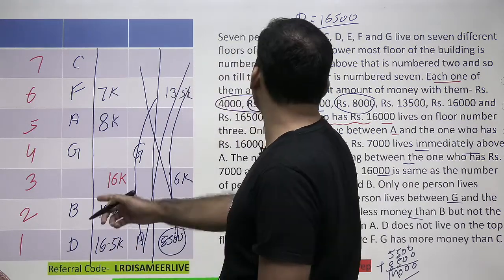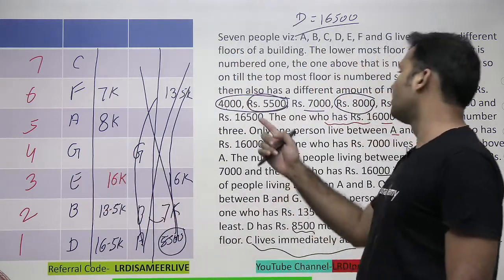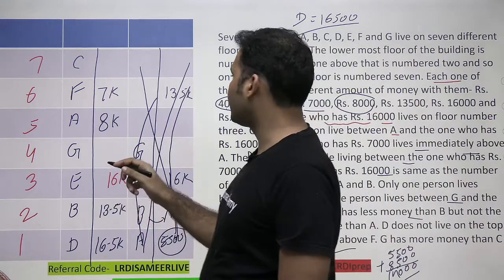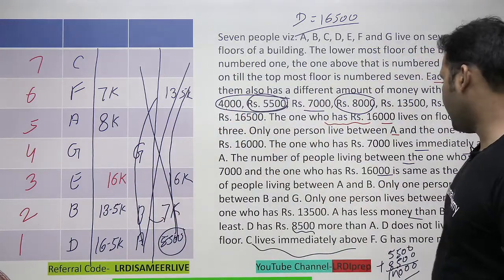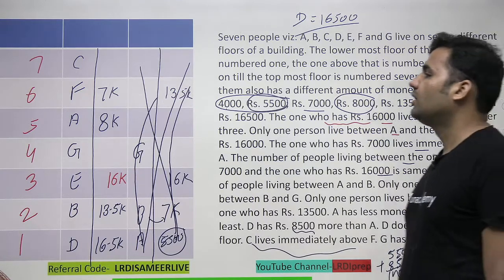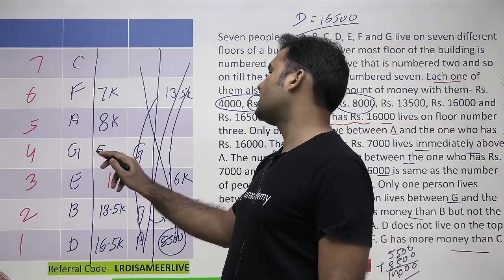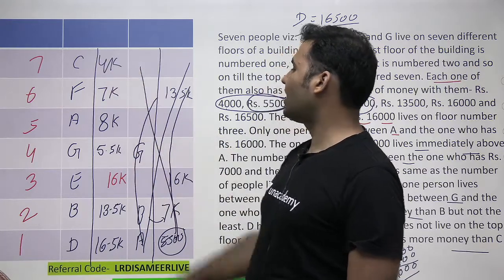And the only person that I'm left with is E, so E will be coming over here. And the only values in terms of amount that I'm left with are 4,000 and 5,500. Now, G has more money than C, it's given. So can I say G will be earning 5,500 and A will be earning 4,000? Now you can answer all the questions.